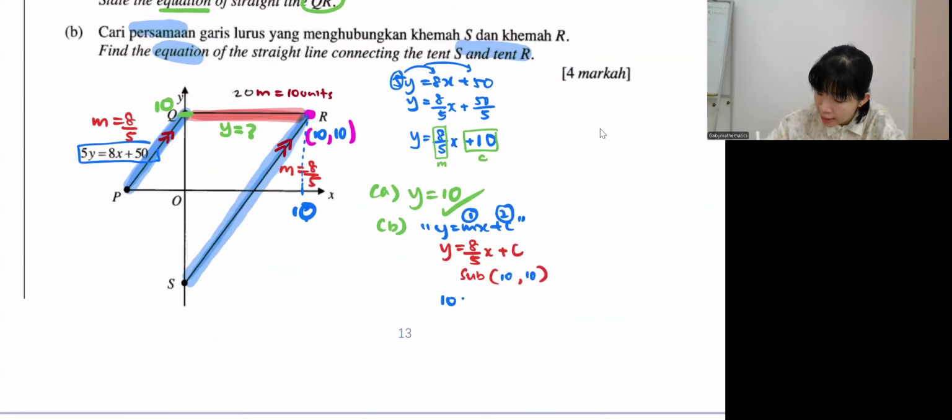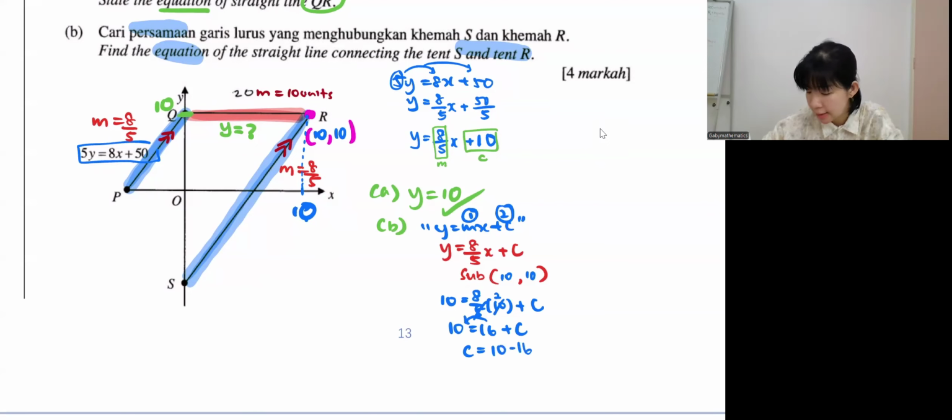So y is 10, x is 10, we can find c already. 10 equals 8 over 5 times 10 plus c. The 5 and 10 simplify. 10 equals 16 plus c. So at the end, find c. Move 16 over. 10 minus 16. c equals negative 6. Okay, so we got c, we got m. Now write the equation one more time. y equals 8 over 5 x minus 6.